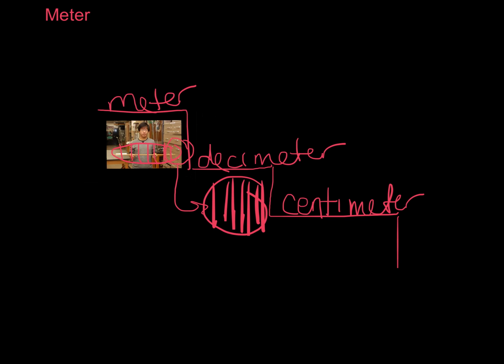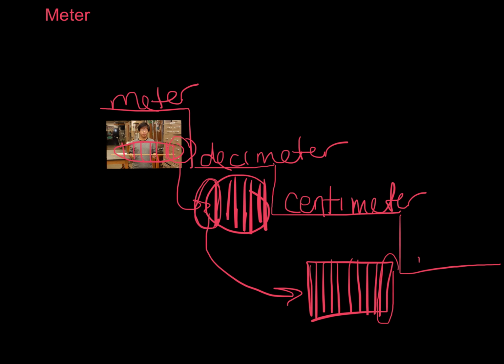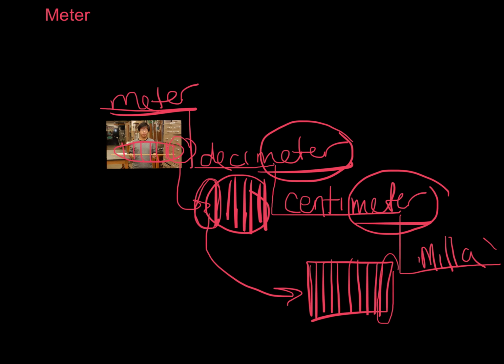And then, if we go even smaller than that, take 1 centimeter, and we separate that little centimeter into 1, 2, 3, 4, 5, 6, 7, 8, 9, 10. This little part right here is called a millimeter. Alright? And as you can see, they all go off the same measurement, which is the meter.